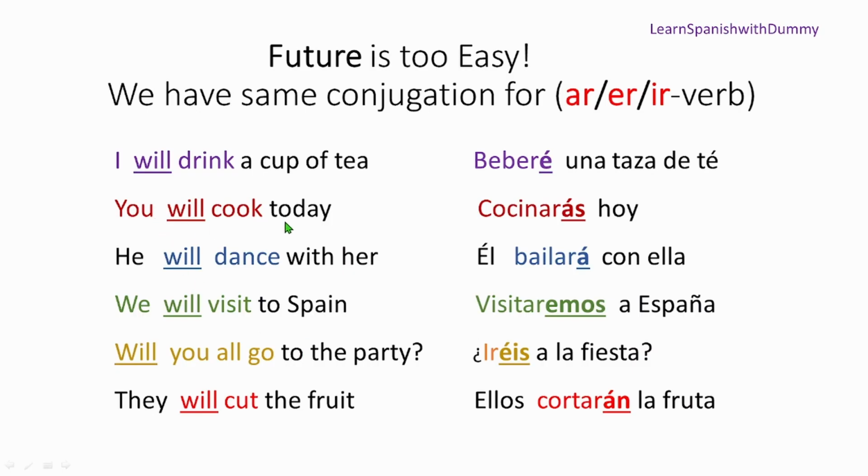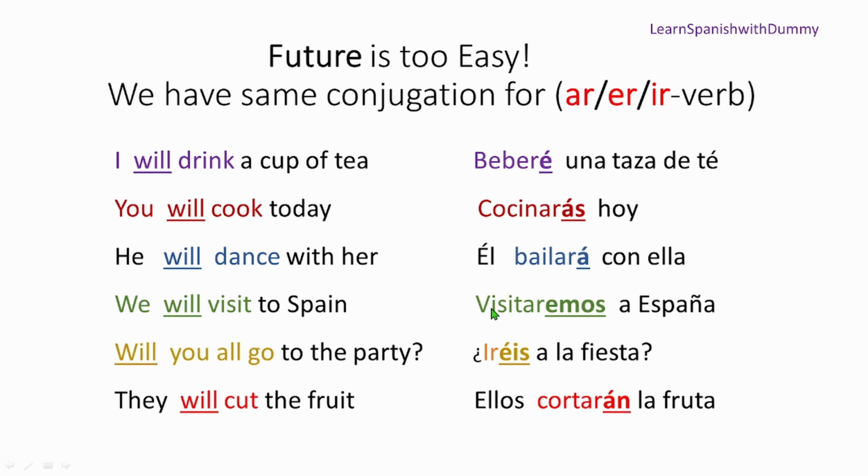Alright, when you say you will cook today, it's cocinarás hoy. You can say tú cocinarás hoy also, or just cocinarás hoy. This means you will cook. Alright? We don't put the pronoun. He will dance with her. Él bailará con ella. Okay? Here bailará means will dance for the third person. Con ella, with her.